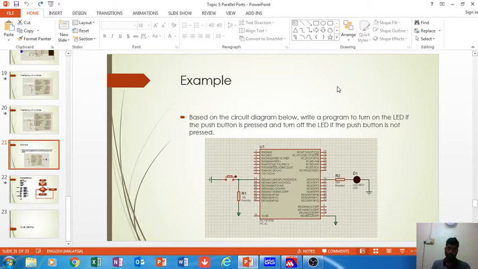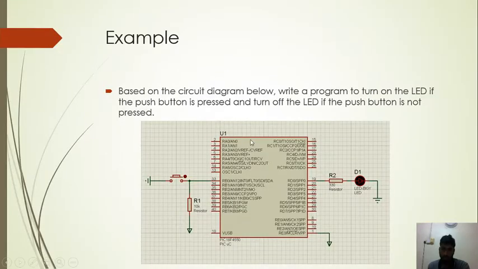So you can see here, I was given a task. This is the circuit we're gonna build. It's using a PIC 18F series. The question says that based on the circuit diagram below, write a program to turn on the LED if the push button is pressed, and turn off the LED if the push button is not pressed.